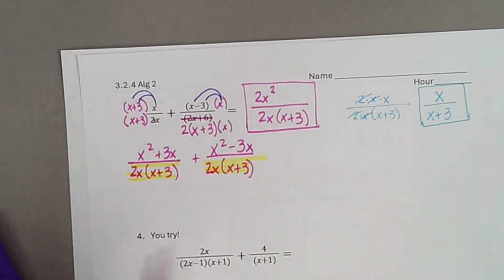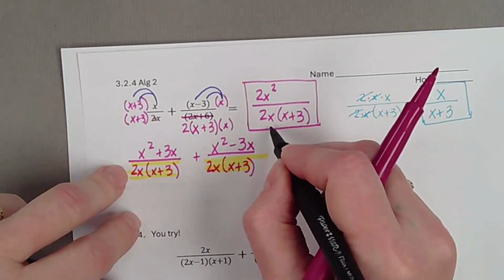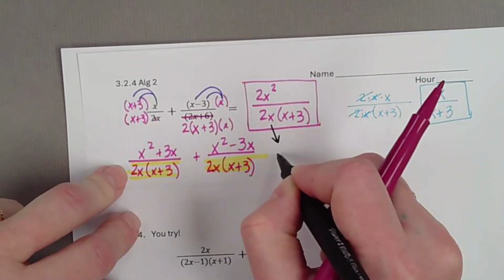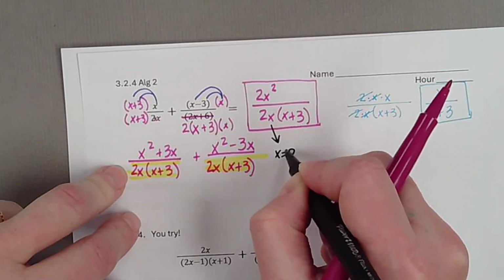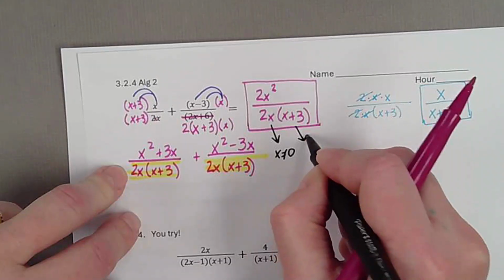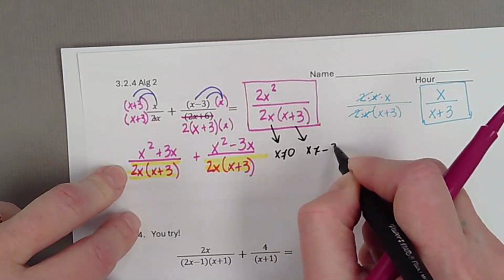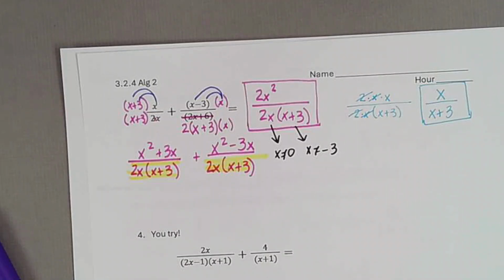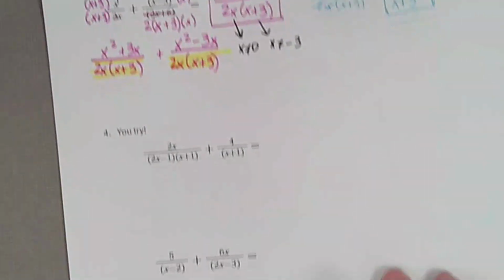Again, I'm not going to do the equations for excluded values, but I need an excluded value for here. In this part, x cannot be 0. And then in this one here, x cannot be negative 3. If you still need help with excluded values, make sure that you get help, because they will be part of this section as well. All right, now we have a couple for you to try.